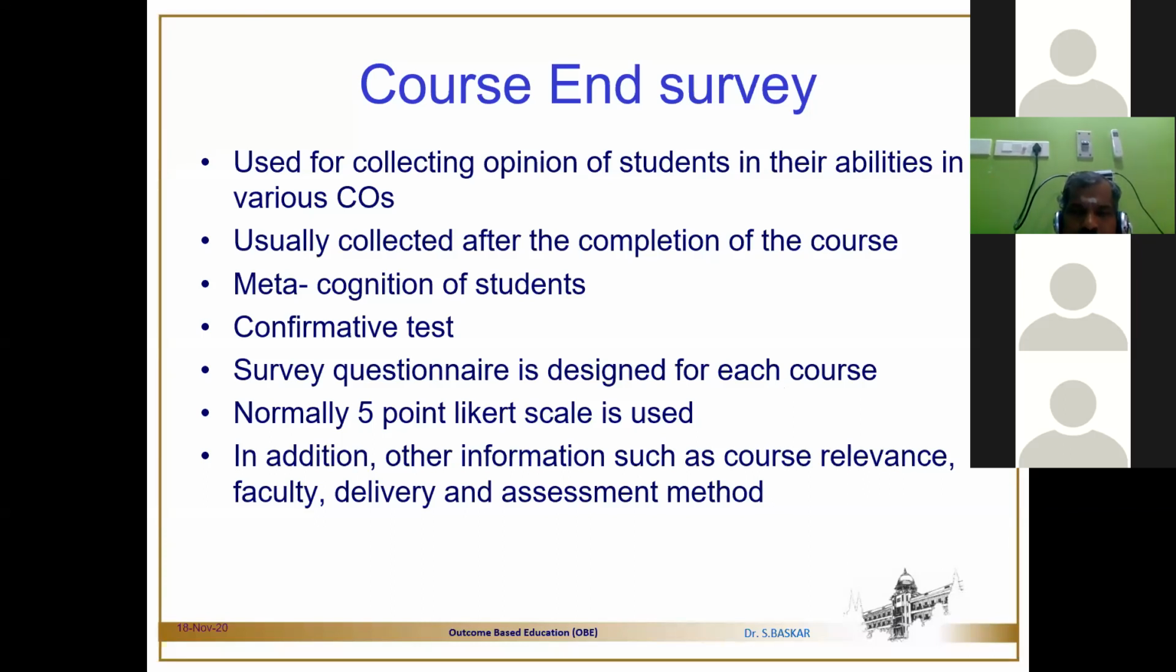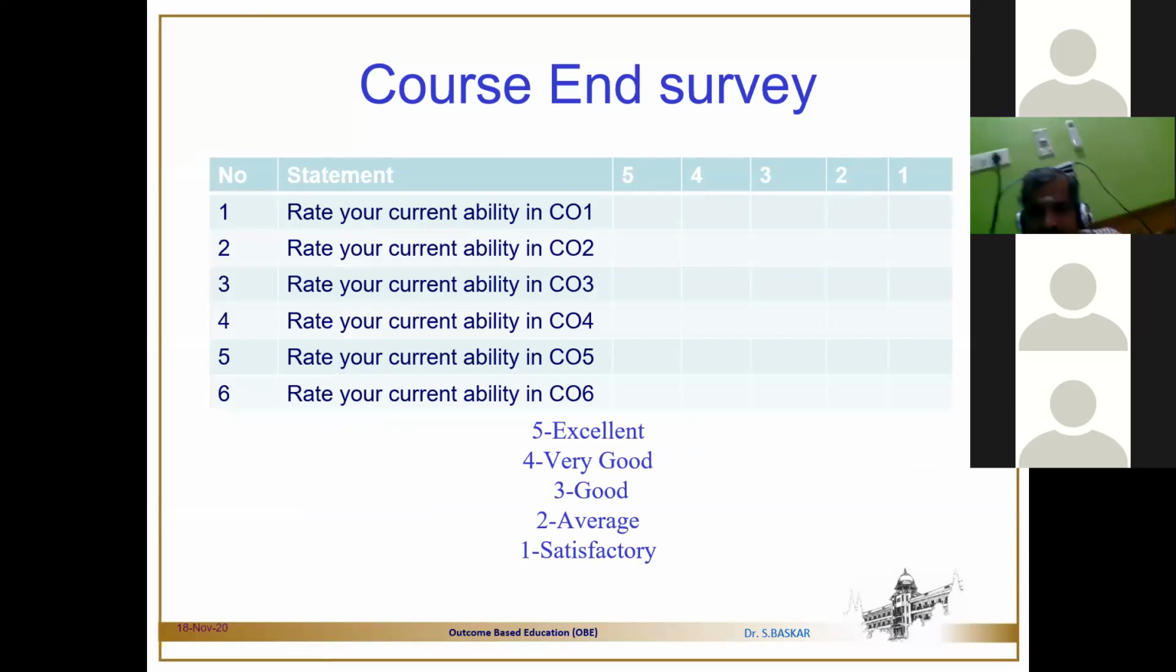Let us discuss a sample questionnaire. It's a very simple questionnaire prepared for one course. Okay. Normally, the question stem will be like this. Rate your current ability in performing CO1. I simply written CO1, but in reality, we have to type the exact statement of CO1. Only for the simplicity, I have simply put CO1, but in actual questionnaire, we should not say CO1. We need to say the complete statement.